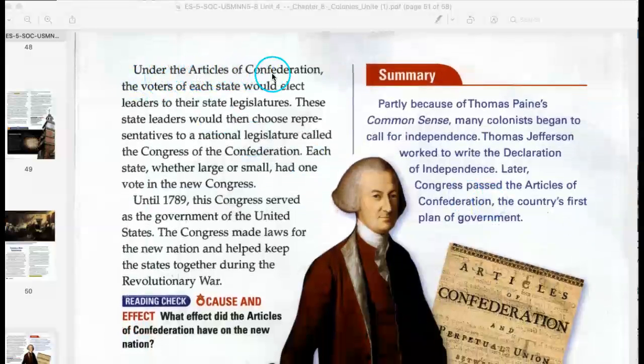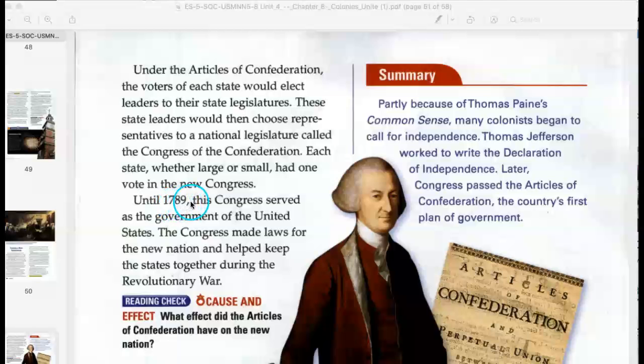Under the Articles of Confederation, the voters of each state would elect leaders to their state legislatures. These state leaders would then choose representatives to a national legislature called the Congress of the Confederation. Each state, whether large or small, had one vote in the new Congress. Each state had one vote.